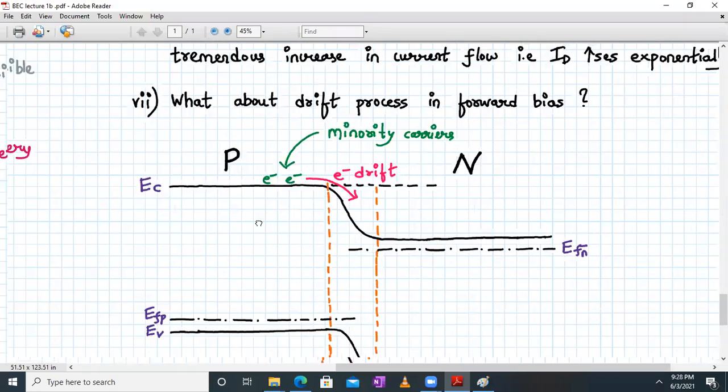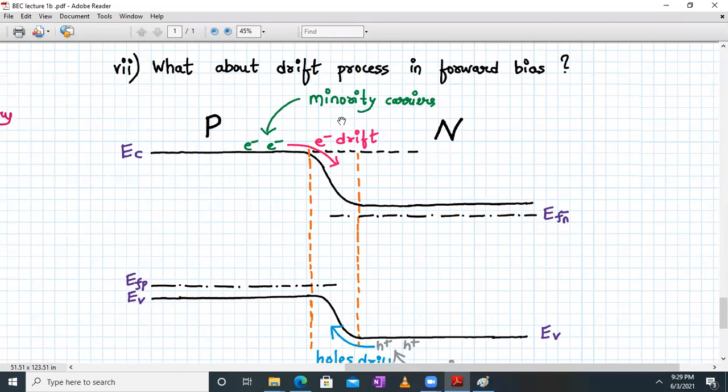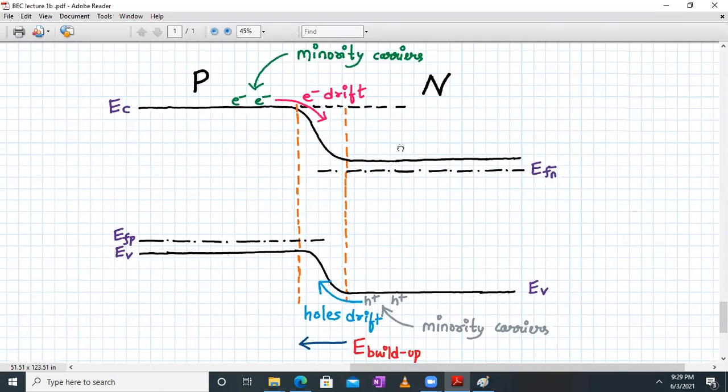Is there any drift process happening in the forward bias? Well, yes, there is. Any minority carriers, listen. In the p-type silicon, there are very few minority carriers. We have seen their concentration. It's very, very less. So if there are any minority carriers, that is electrons on the p side or holes on the n side, that reach the depletion region, as soon as they reach it, they will be swept away by the net electric field.